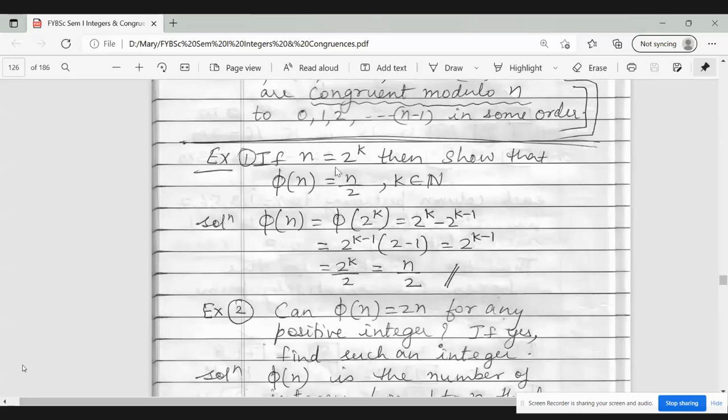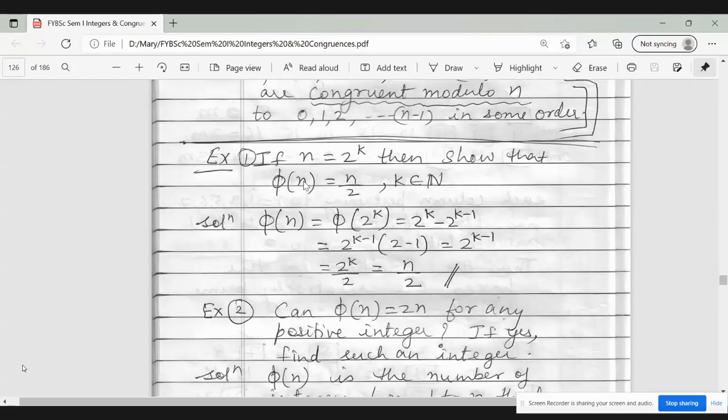What will be phi of 2 raised to 5? It will be 2 raised to 5 divided by 2, so it will be 2 raised to 4, that is 16. What is phi of 2 cube? You have to divide by 2. 2 cube means 8, divided by 2 is 4. So if somebody asks you phi of 2 raised to any number, you can find it, say 2 raised to 7.